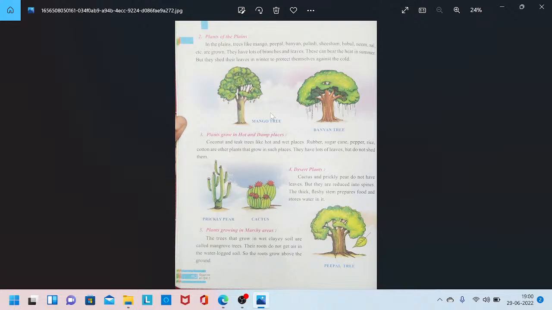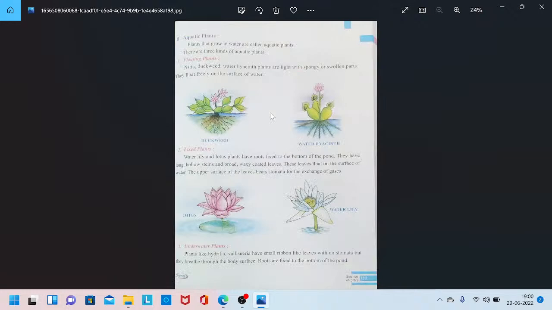And now let's listen to the aquatic plants. Terrestrial plants we have already learned. Now let us go into aquatic. Aquatic in the sense of water. Plants that grow in water are called aquatic plants. There are three kinds of aquatic plants.